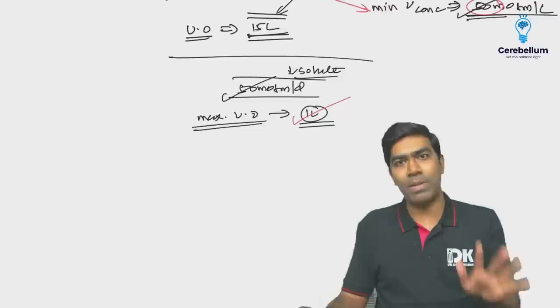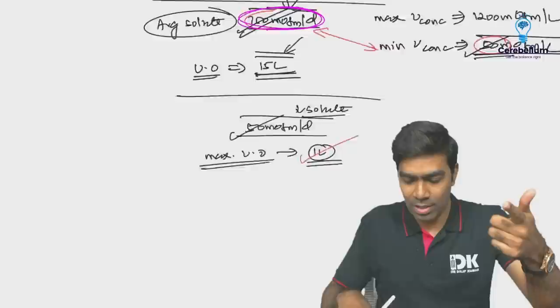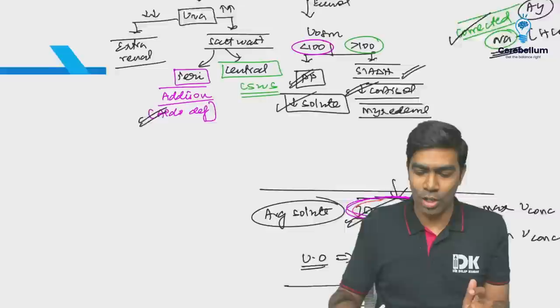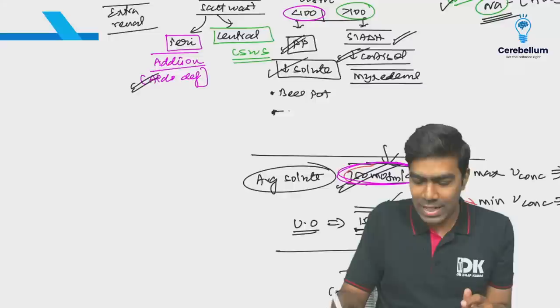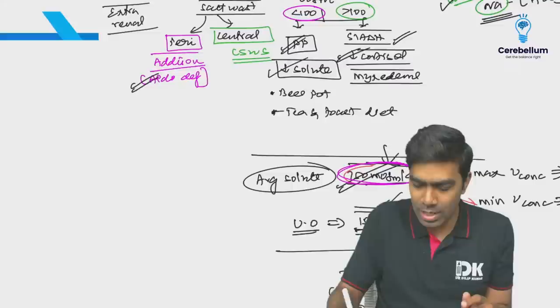So it's not just too much water that's going to cause hyponatremia. Too little solute is also going to cause hyponatremia. That's called low solute hyponatremia, and that occurs in two conditions. One is beer potomania, number one. Second one is called the tea and toast diet. This is usually consumed by elderly people.